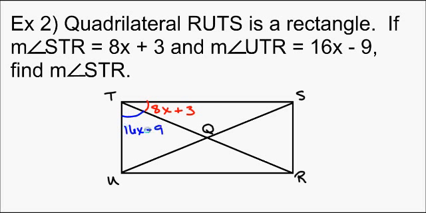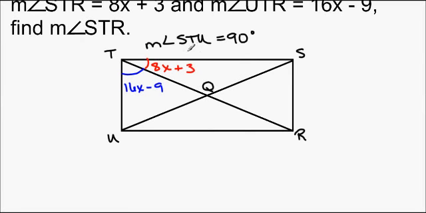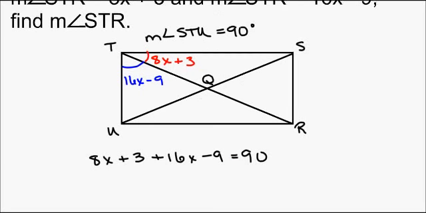Well, let's think about, what do we know about rectangles that we can use to solve this problem? I know that each of the 4 angles is 90 degrees. So really, angle STU, which is the whole angle, red and blue together, is 90 degrees. So I can use the angle addition postulate to find x. I'm going to say 8x plus 3 plus 16x minus 9, so that's the red angle plus the blue angle, equals 90 degrees total.